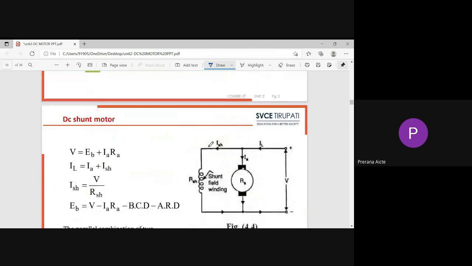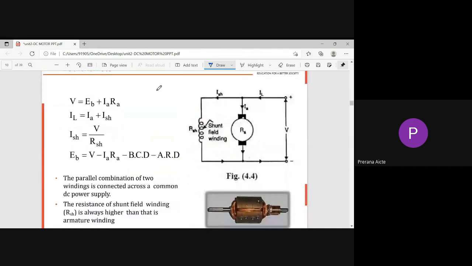Coming to the DC shunt motor, the basic equation according to Kirchhoff's voltage law is V = Eb + Ia Ra. The current IL taken from the supply system flows into the armature and the shunt field winding, so IL = Ia + Ish.